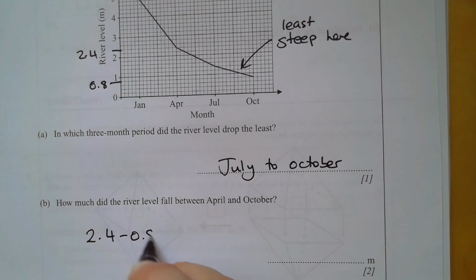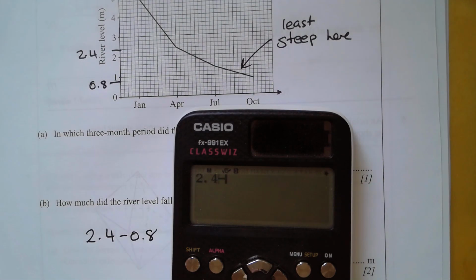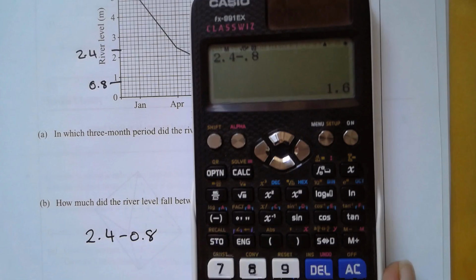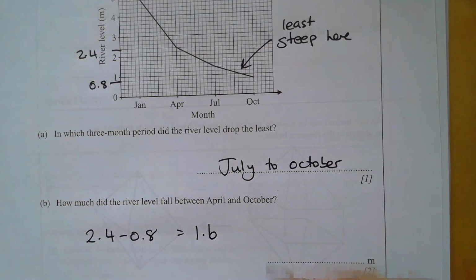Now it is a calculator paper. Use your calculator. Sorry, 1.6. 1.6 meters. It says 1.6 on there.